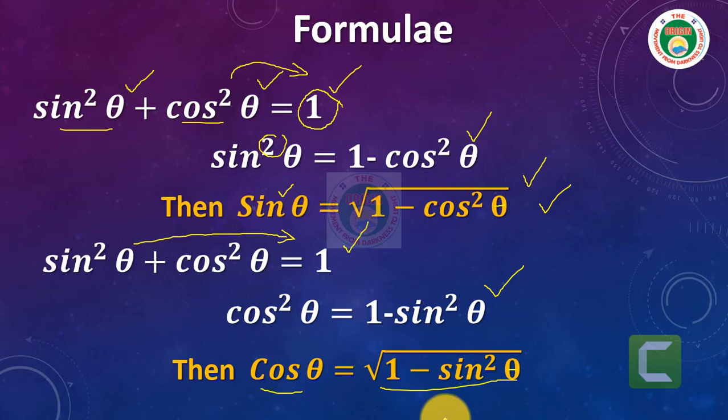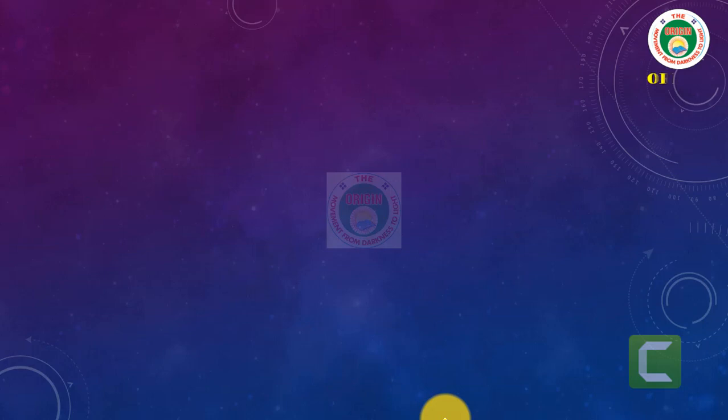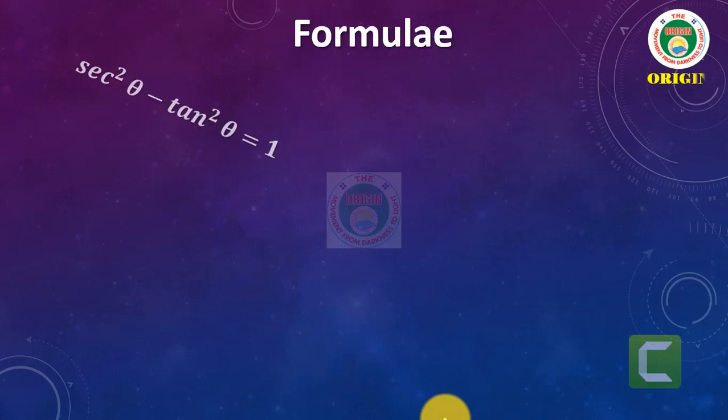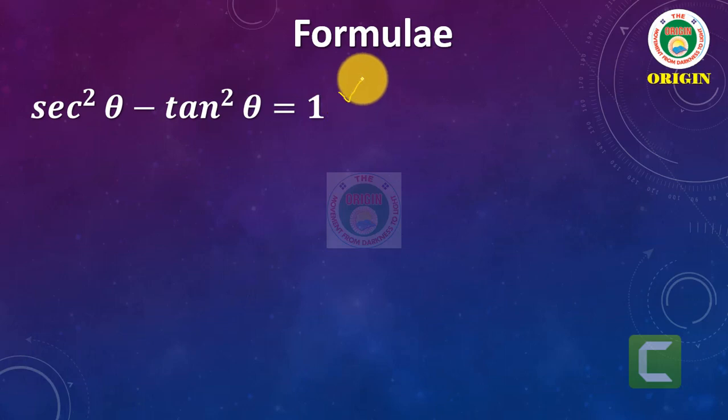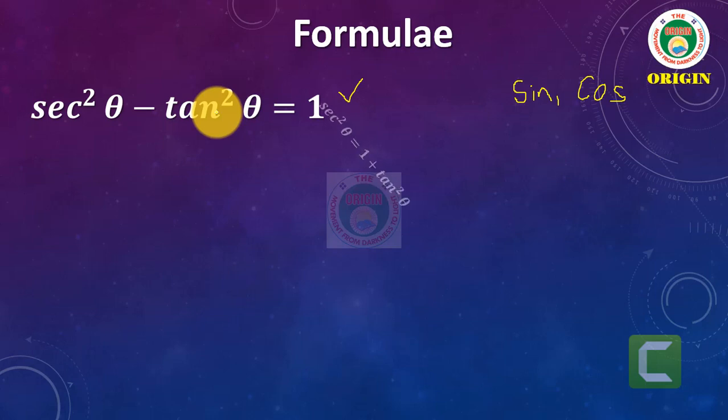Next, another formula. Secant square theta minus tan square theta equal to 1. Previously, sin square theta plus cos square theta equal to 1, and this formula secant square theta minus tan square theta equal to 1. That formula is in the form of sin and cos, and this is secant and tan trigonometric ratio.